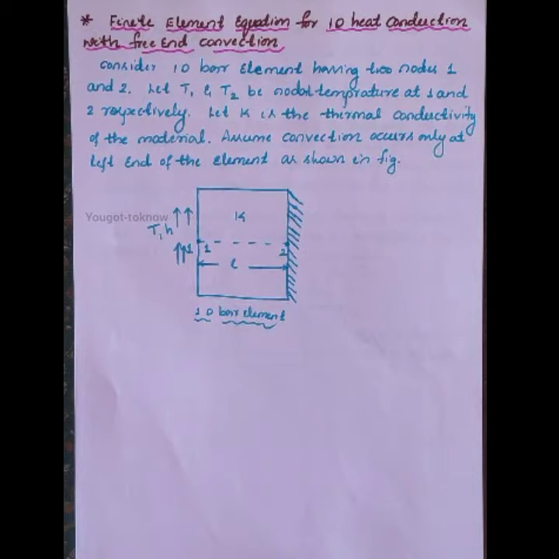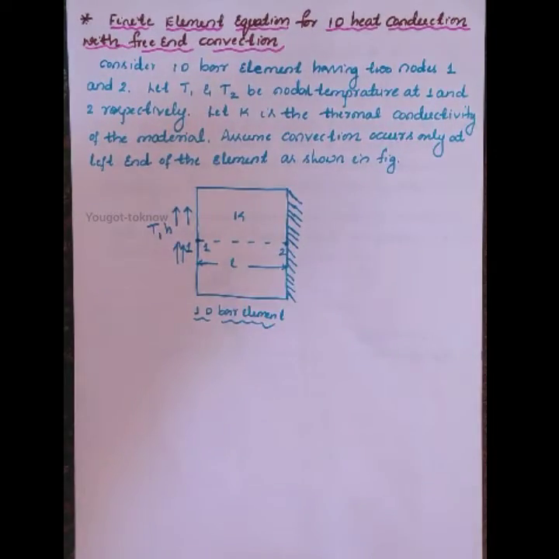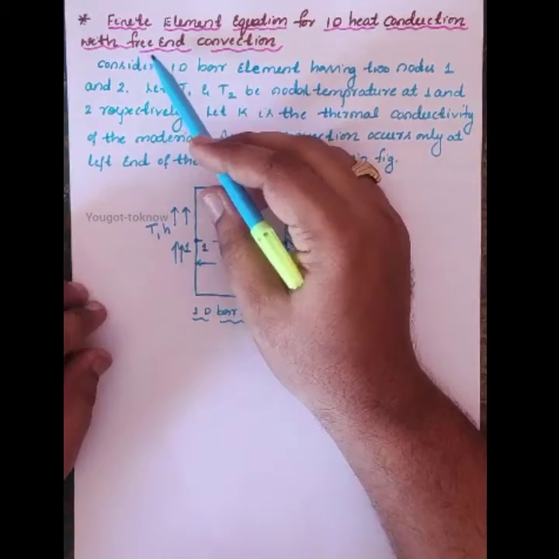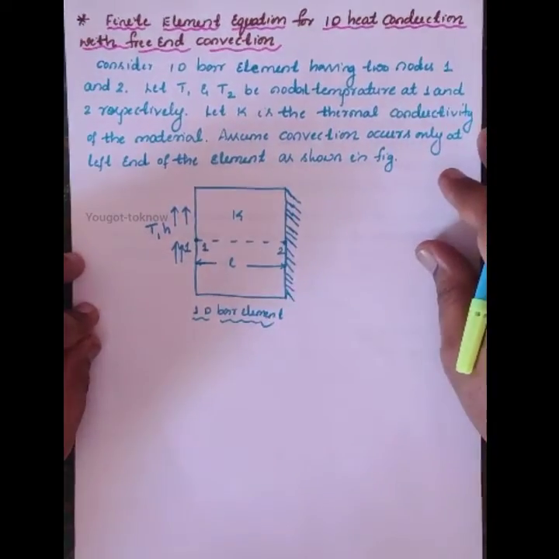Good morning, guys. After the derivation of your thermal conductive matrix, now we will expand this. That is the finite element equation for 1D heat conduction with free end convection. That means we already know how to determine your K matrix. It is related to your conduction. Now we can study the concept of end convection, free end convection, which is nothing but your natural convection.